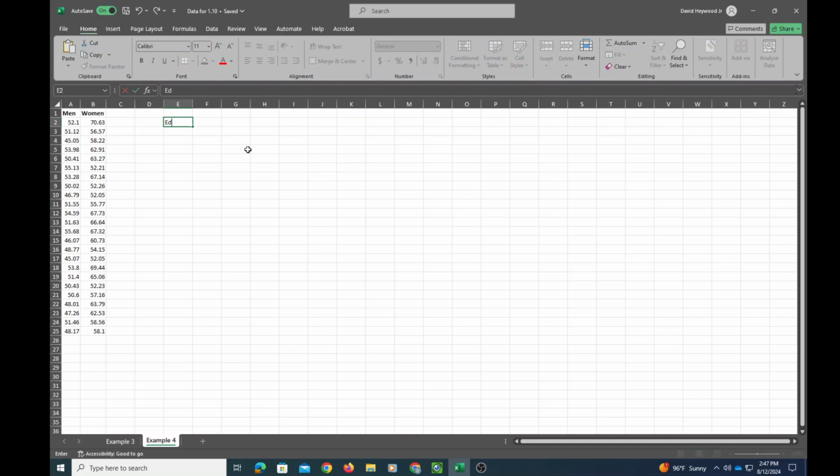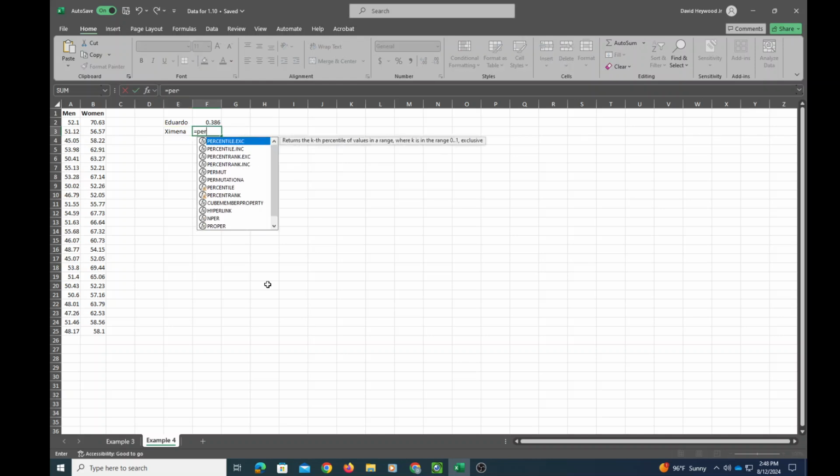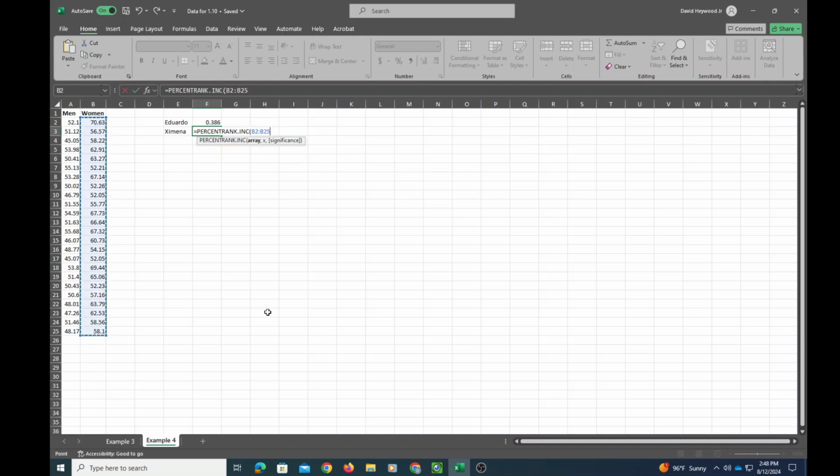Okay, so for Eduardo, I'm going to say equals percent rank.inc. I'm going to choose the men, and I'm going to put in Eduardo's finishing time, 50.37. For Jimena, I'm going to say the same thing, equals percent rank.inc. I'm going to select the women's finishing times, and then put in Jimena's finishing time, which is 55.72 seconds.